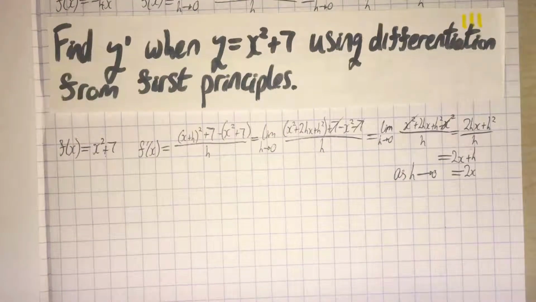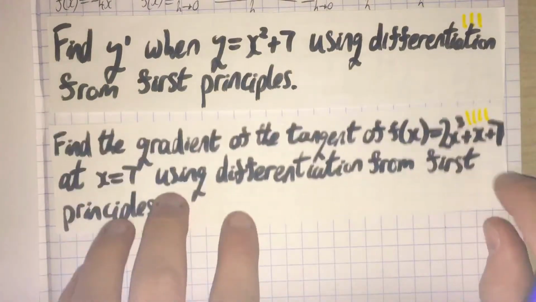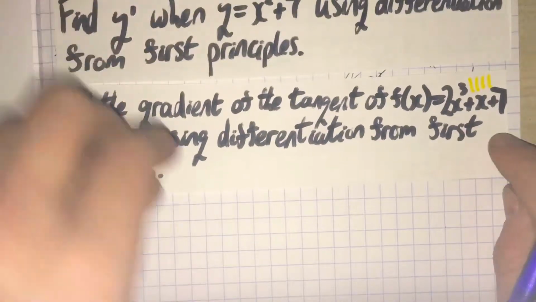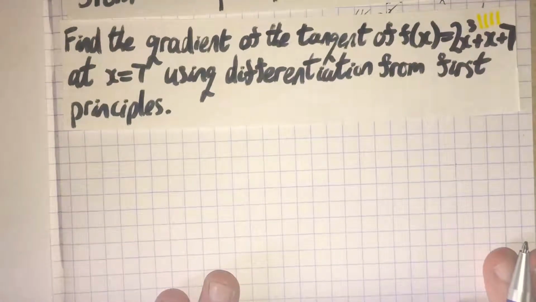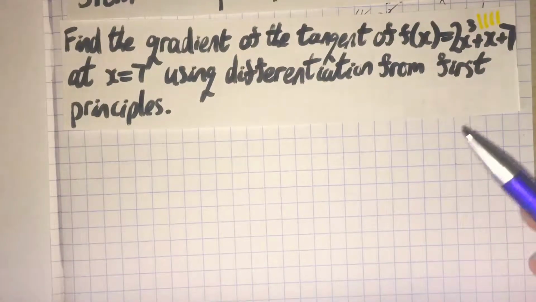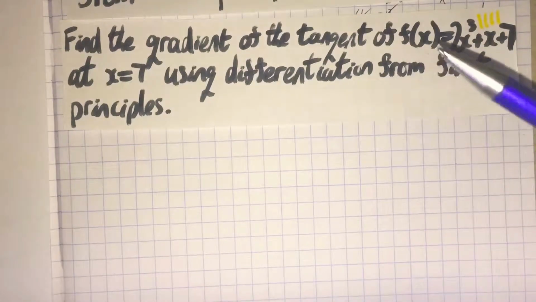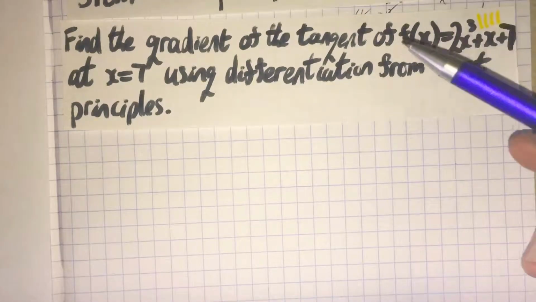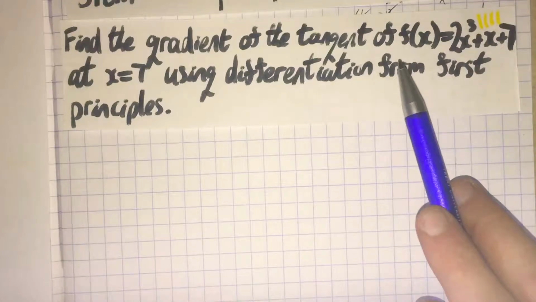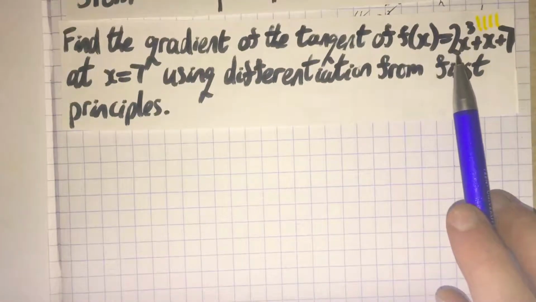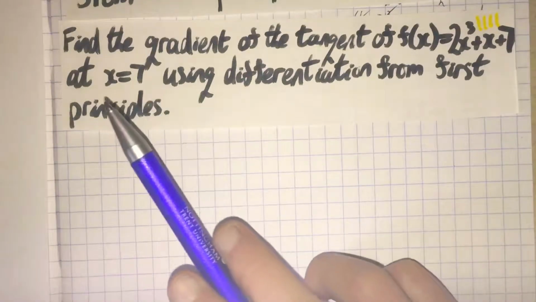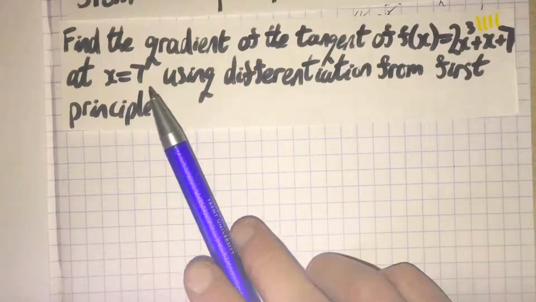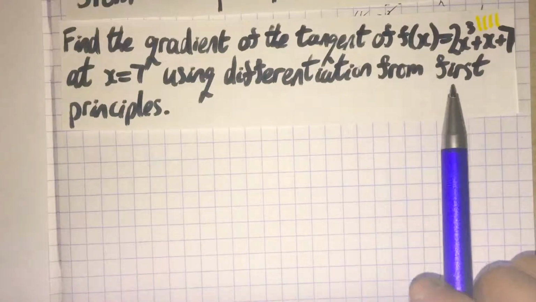And now, time for the final example. Hardest of them all, supposedly. So we'll have a go and hopefully get it correct. Follow suit. Right. So we want to find the gradient of the tangent of f of x, which equals 2x cubed plus x plus 7, at the point at which x equals 7 using differentiation from first principles.